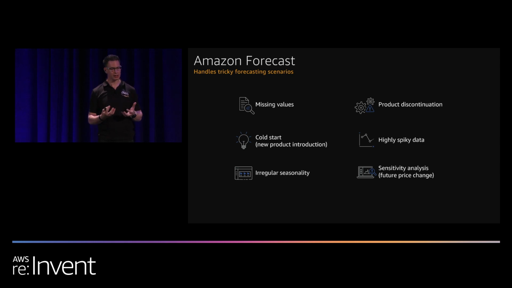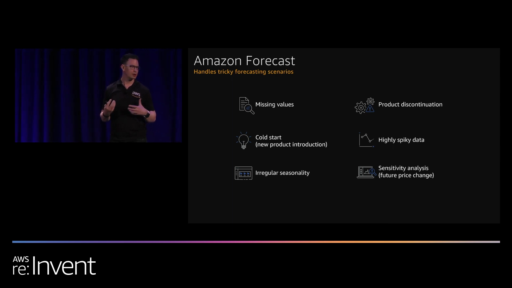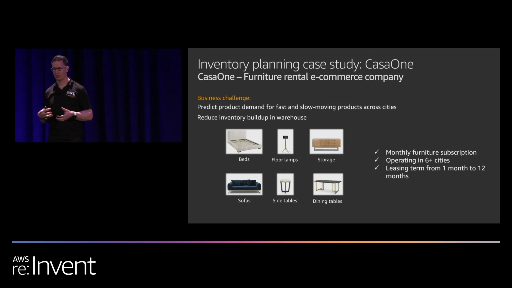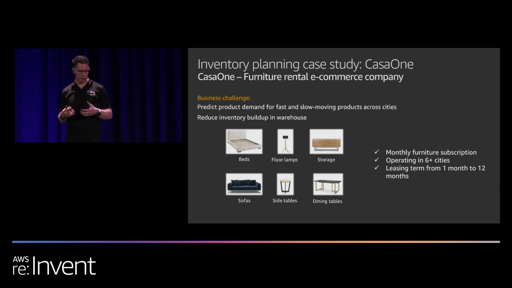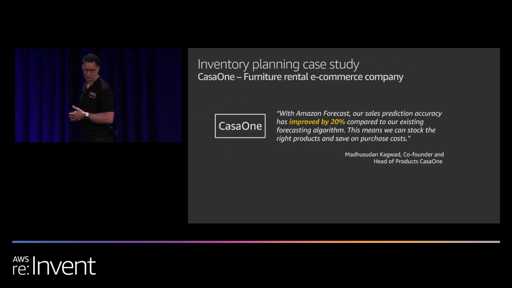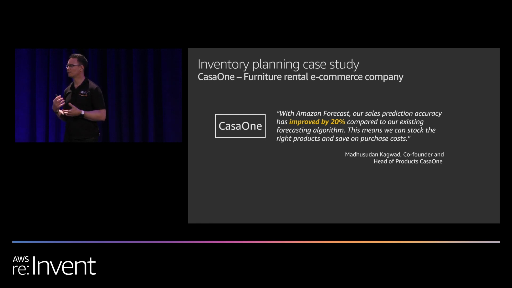It can handle really highly spiky data, irregular seasonality, as we talked about, and then also sensitivity around future price changes. So a customer example that's using this today is Castle One, and they are an online retailer of furniture and those types of things. So it's super important for them to get this right because storing this kind of inventory is very expensive in their warehouse. And so they've been able to utilize Forecast in order to improve the accuracy of the forecasting they're already doing by 20%.